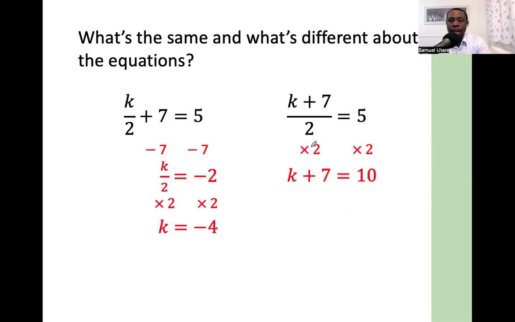For this one, we can simply just multiply by 2. We now have k plus 7 equal to 10. Now we can subtract 7 from both sides, because that is what is preventing k from being on its own, so that we have k equal to a number. Now we've achieved that. K is equal to 3.